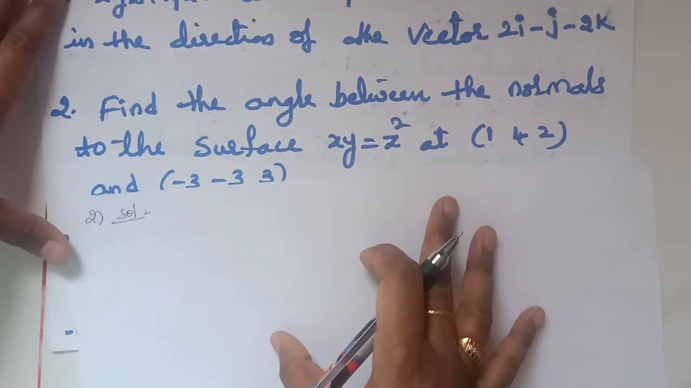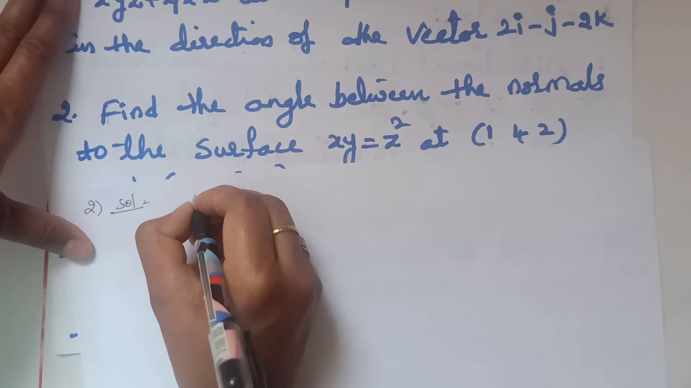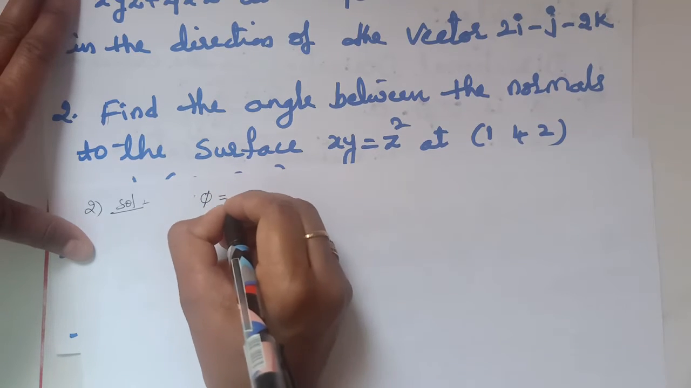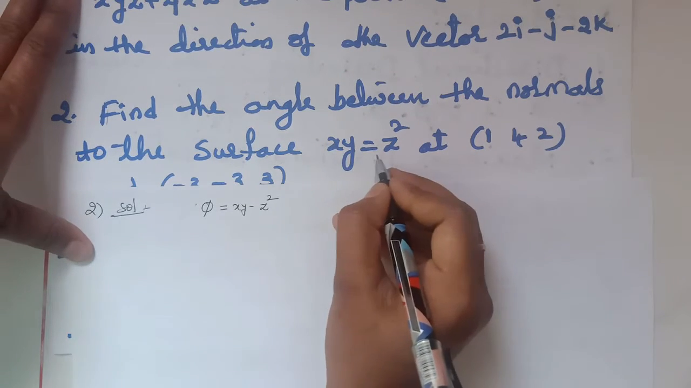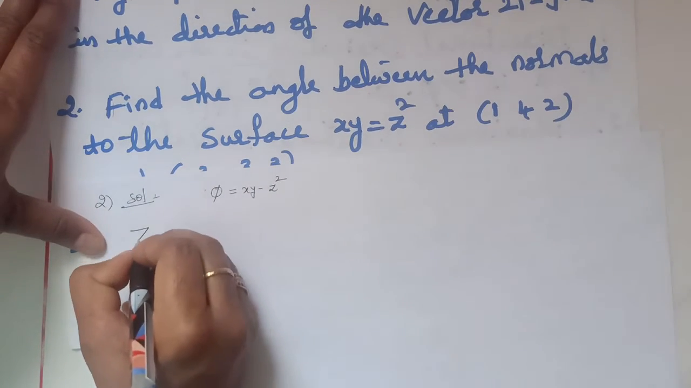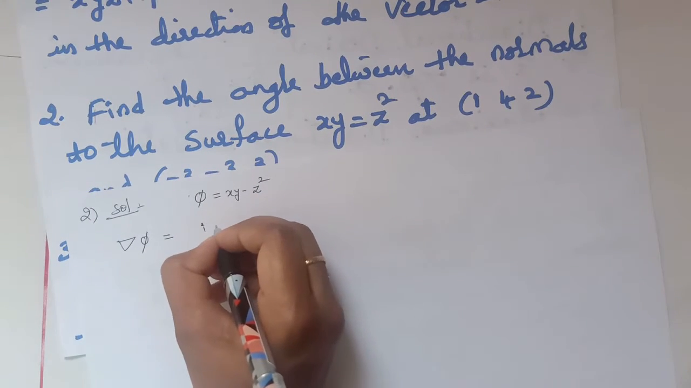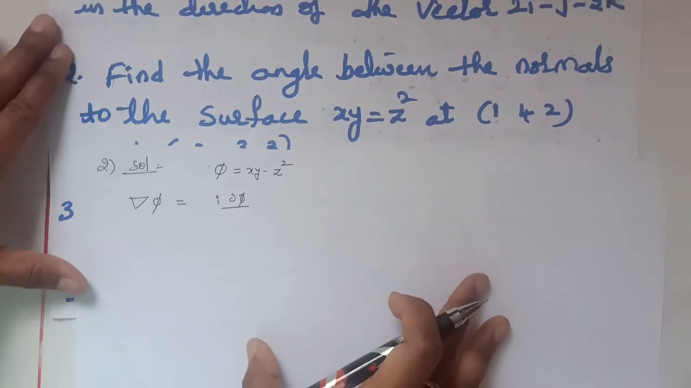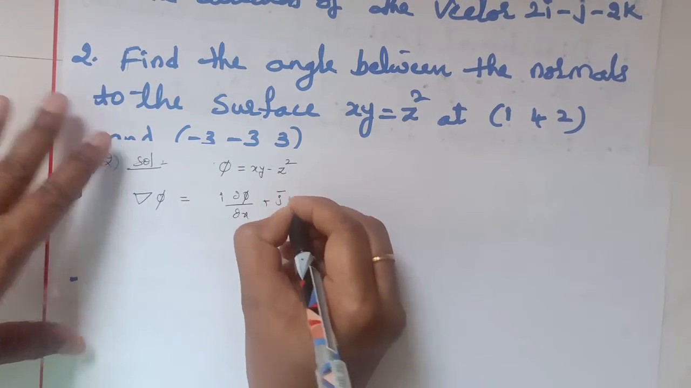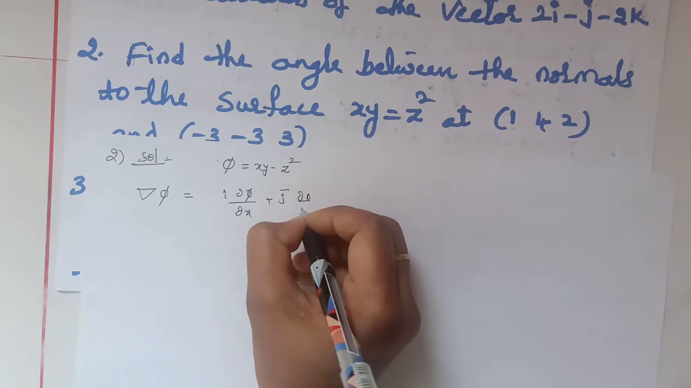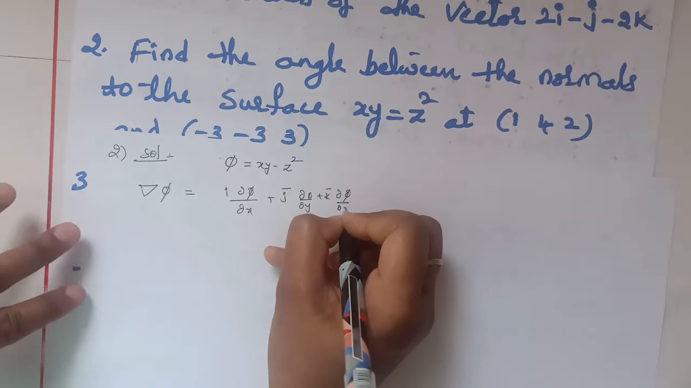You are going to find the angle between two normals. First, what is the given surface? That is phi is equal to xy minus z square. Now del phi we have to calculate. Del phi is equal to i dou phi by dou x plus j dou phi by dou y plus k dou phi by dou z.